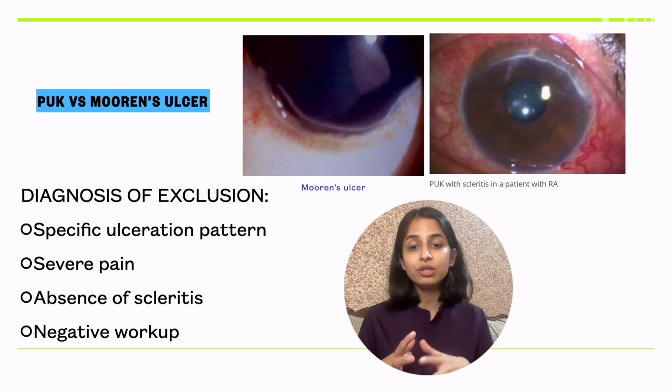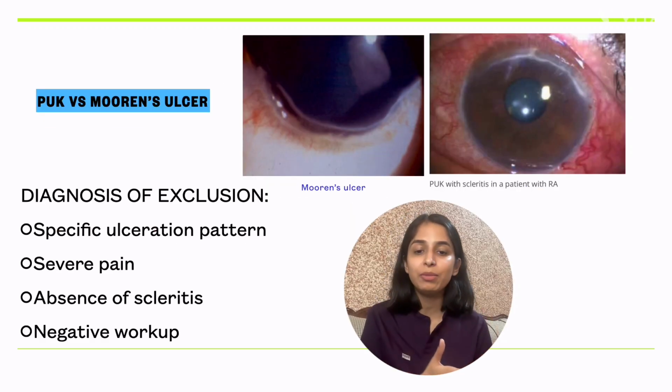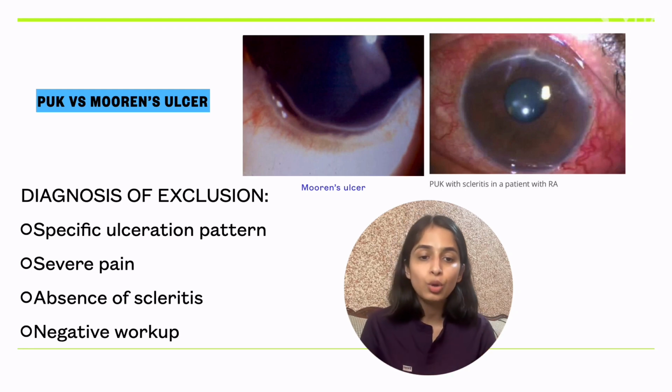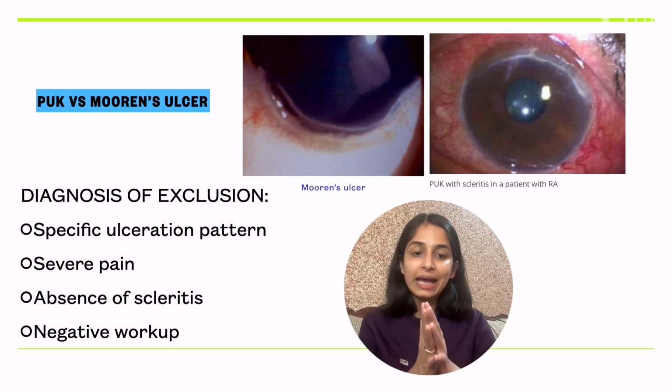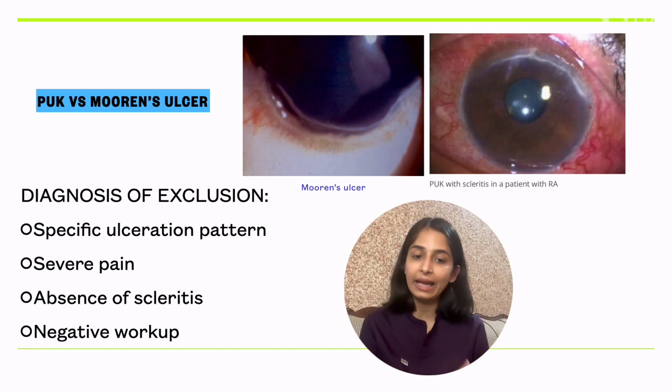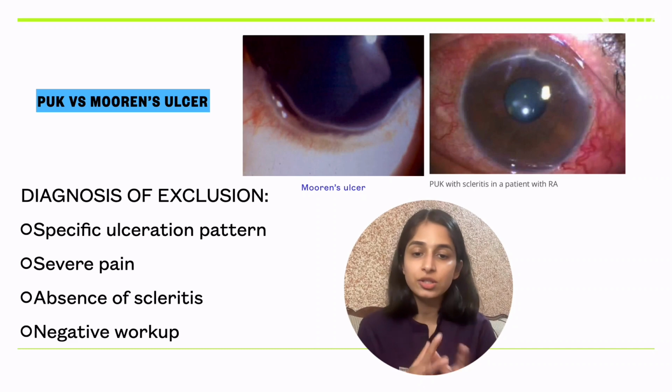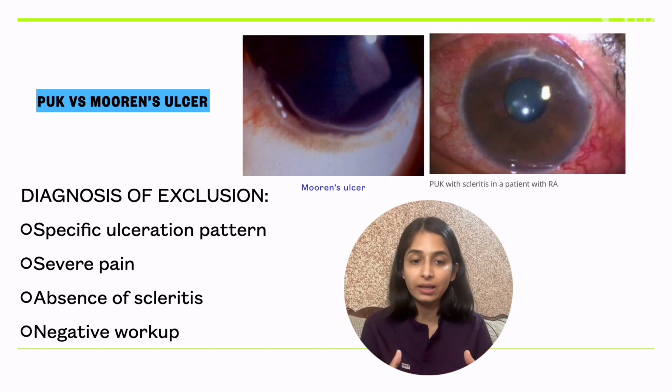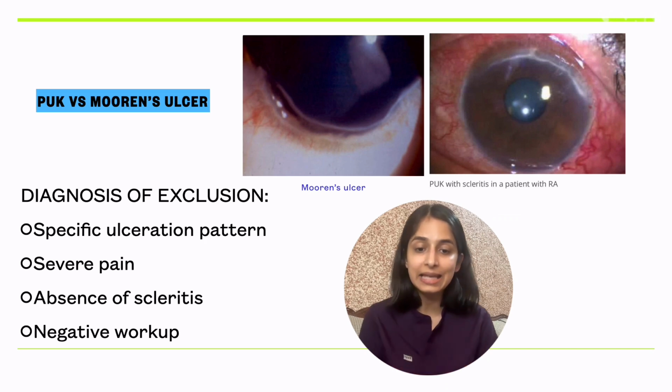Lastly, one of our most important clinical tasks is to differentiate between PUK and Mooren's. So, Mooren ulcer is fundamentally a diagnosis of exclusion. We only arrive at the diagnosis after a comprehensive systemic workup for the autoimmune diseases, which returns negative. Also, while both involve peripheral thinning, Mooren often presents with a characteristic undermined leading edge. And both conditions involve severe pain, but in Mooren's, the pain is often described as excruciating and out of proportion to the clinical signs.